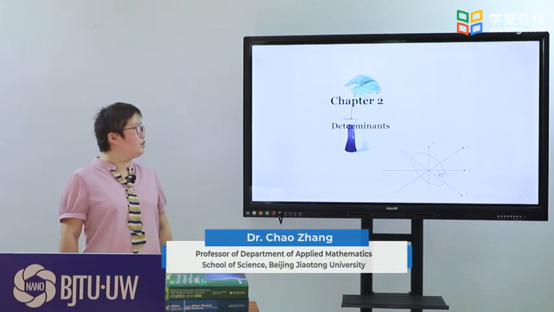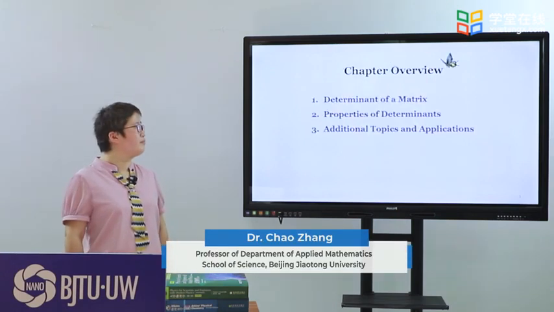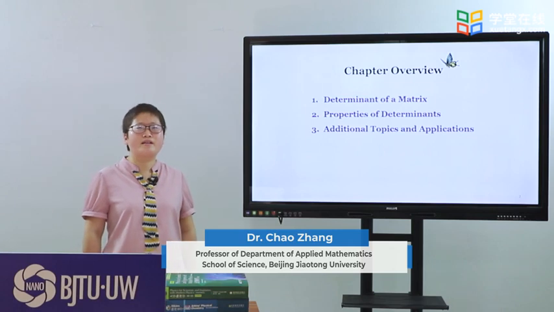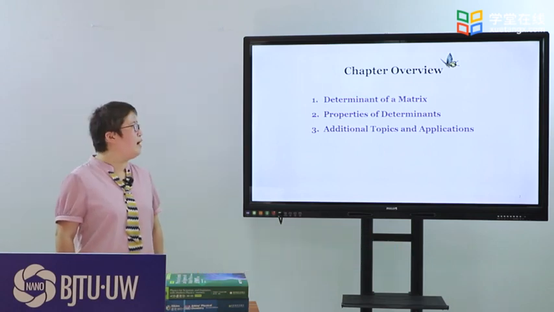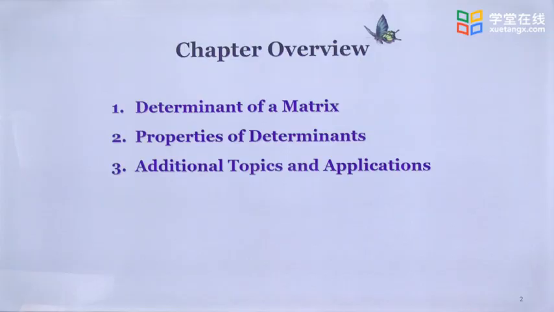Okay, we will learn about Chapter 2, Determinants. In this chapter, we will consider 3 sections. Section 1, Determinant of a matrix. Section 2, we will learn about properties of determinants. And Section 3, some additional topics and applications for determinants.